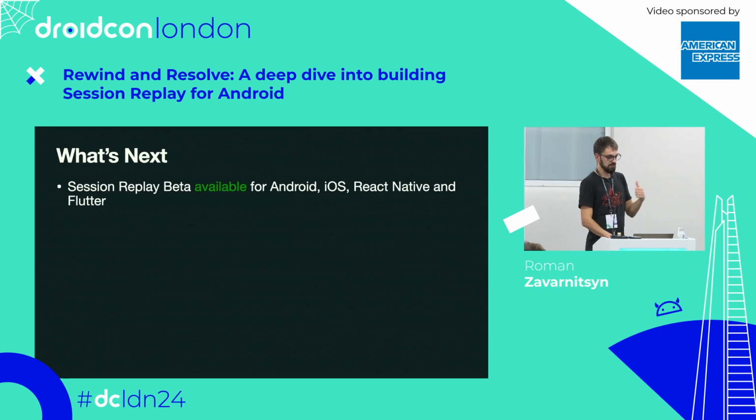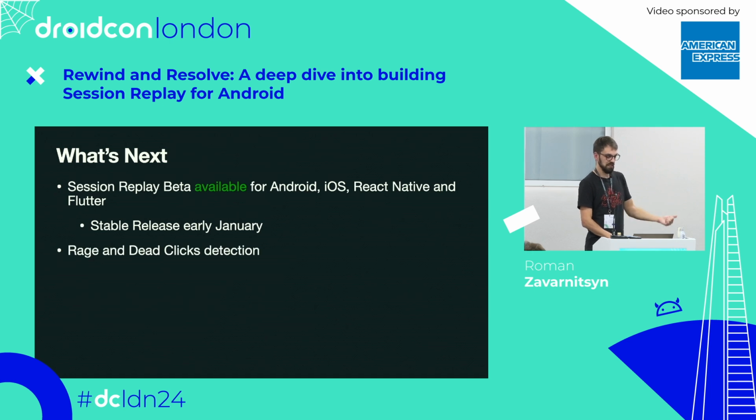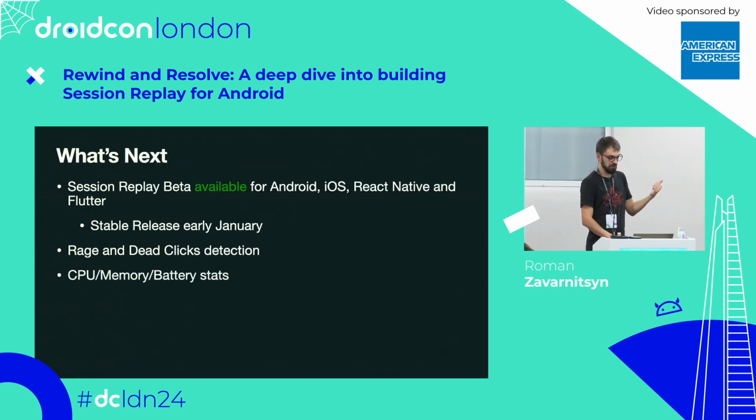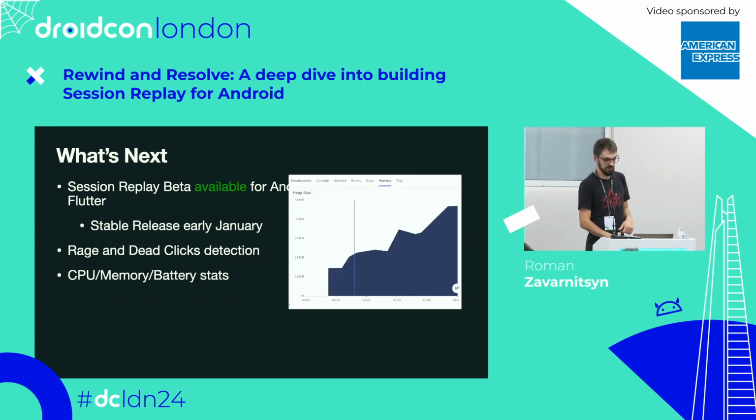What's next? This feature is available in beta to anyone for use for free for Android, iOS, React Native, and Flutter. We're going to release it stable in early January. We want to have rage and dead clicks detection, which is a feature from our web replay product. It would basically indicate if a user clicked many times within a short period on a button, we will report an issue that something might be wrong with your application. We also want to add CPU, memory, and battery stats, so you could see how it changes as your replay goes.